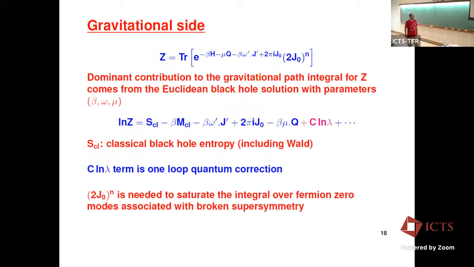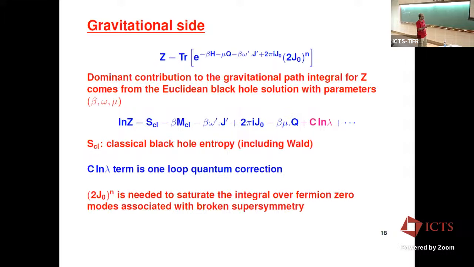This is what I said, that instead of thinking of M, Q and J as independent parameters, we take beta, omega and mu as fixed parameters, and then M, Q and J are derived by solving the equations that relate beta, omega, mu and J, omega, M. So this will then be the formula for log Z that you calculate from the gravitational path integral.